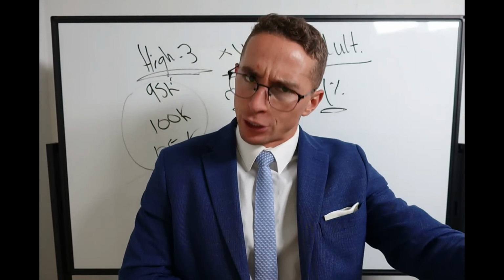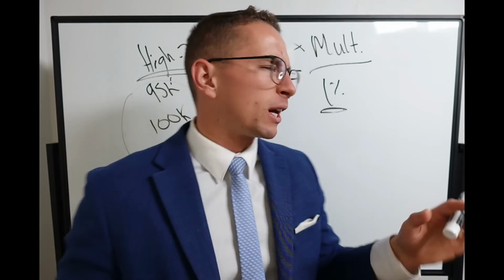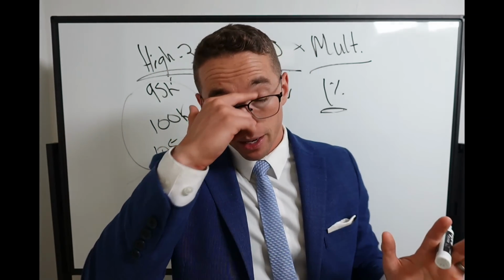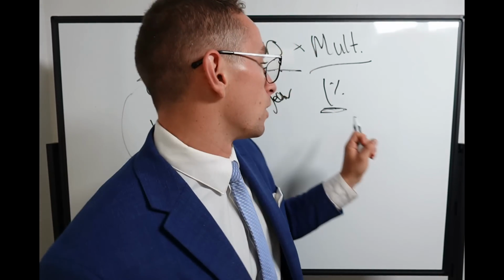If you're under special provisions, let's say a firefighter, air traffic controller, or law enforcement, your multiplier is going to be a little different. We'll talk about that. But long story short, your multiplier for an average person is 1%.